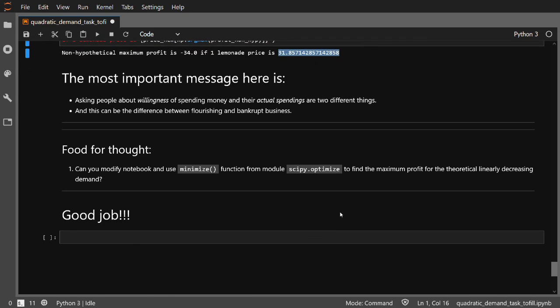The most important message, therefore, is that asking people about the willingness of spending money and their actually spendings are two totally different things, and that can make a difference between flourishing and bankrupting businesses. In the end, I have a question for you to further improve the notebook. So can you modify it in order to use the minimize function from the optimize module in order to find the maximum profit of the theoretical linearly decreasing demand?